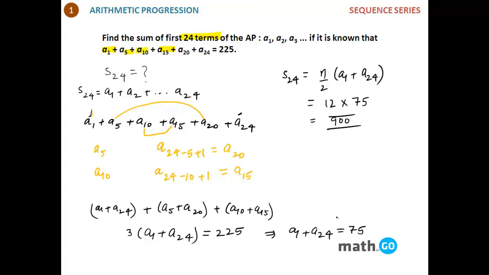So in this particular problem we have understood that the formula Ak plus A(n minus k plus 1) is nothing but the sum of the first term and the last term.